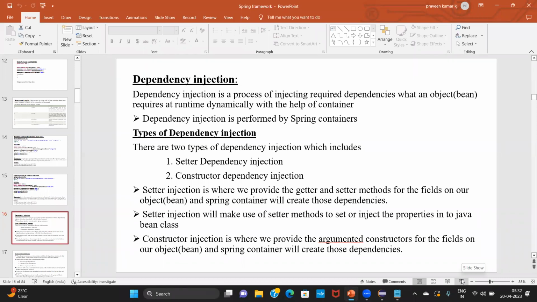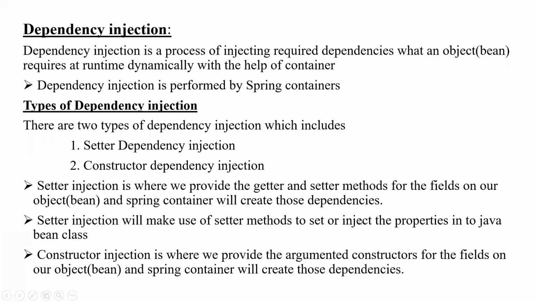Okay, guys, dependency injection means whenever a class has some dependencies, whenever your class depends upon other variables, either a list variable or a set variable, or maybe a reference of another class. If you want to inject those dependencies, we call it dependency injection. Dependency injection is a process of injecting the required dependencies an object needs at runtime, dynamically, with the help of a container. Dependency injection is performed by Spring containers, guys.